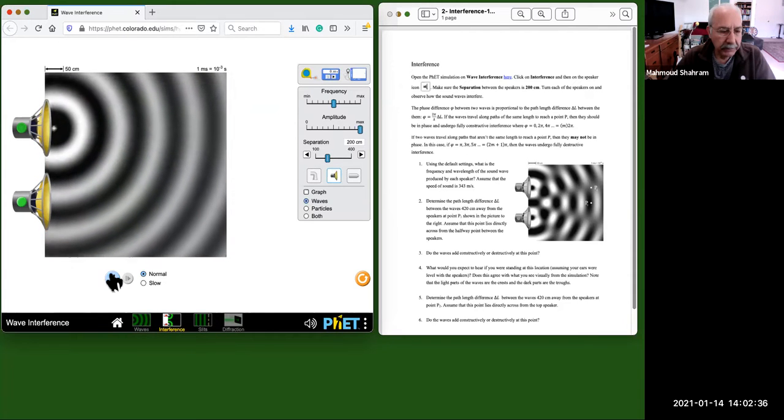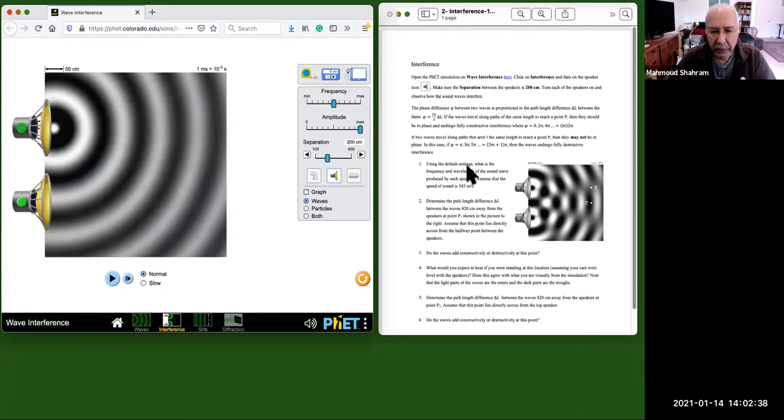As part of the experiment, you need to find the wavelength and frequency of this wave. Well, there are some tools available to you in this simulation. There's a tape measure here that you can select and basically measure the wavelength of the sound waves that are propagated. So that's the first part.